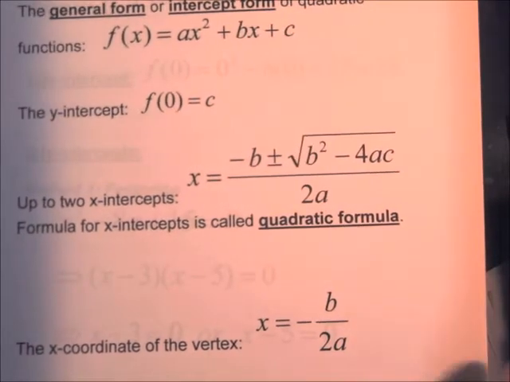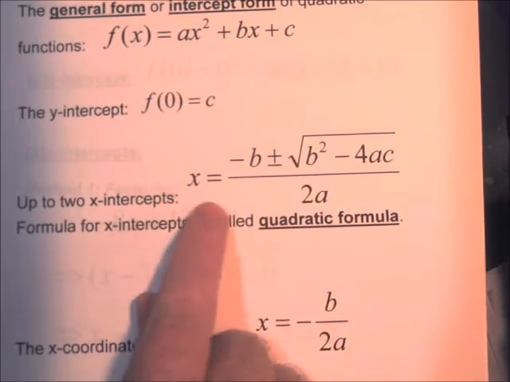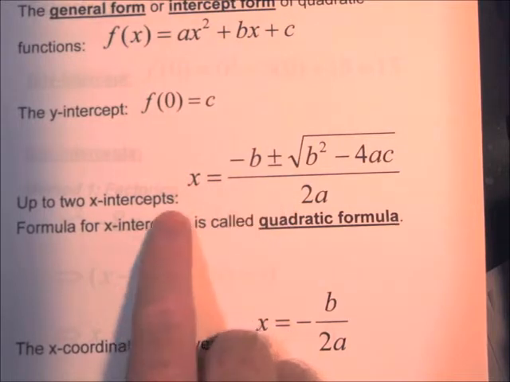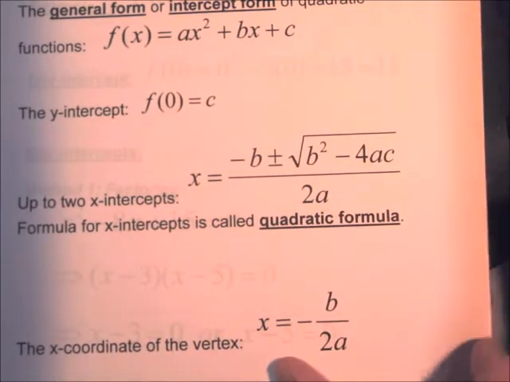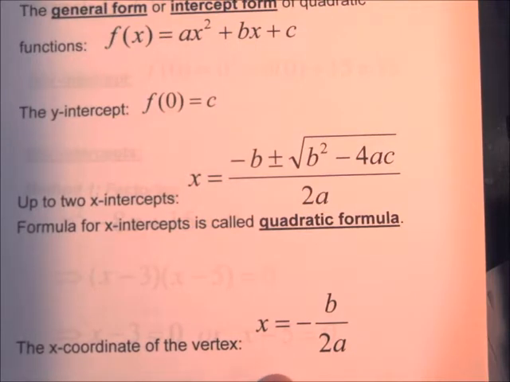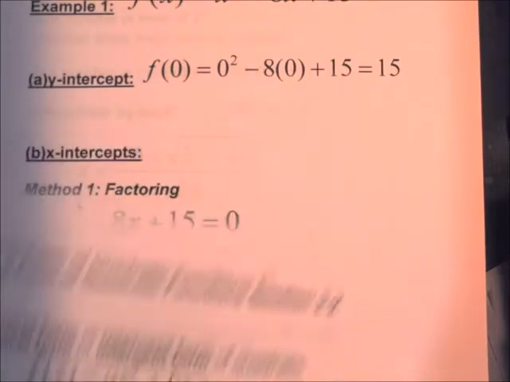And by the way, there's not always going to be any x-intercepts. There could be 0, 1, or 2 x-intercepts, but if there are any x-intercepts, they'll be given by this formula. Sometimes there'll be no real solution if you plug into this formula here.